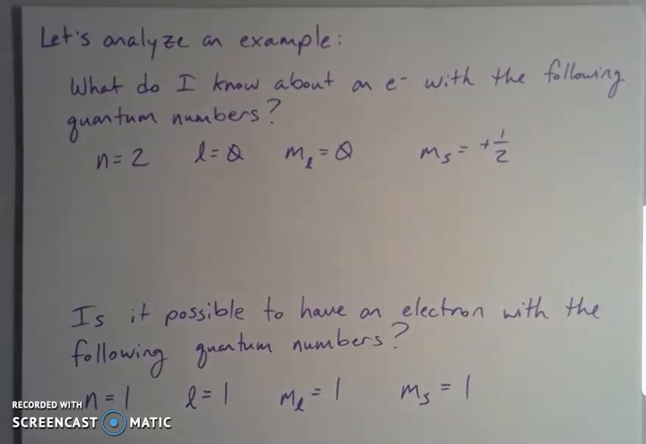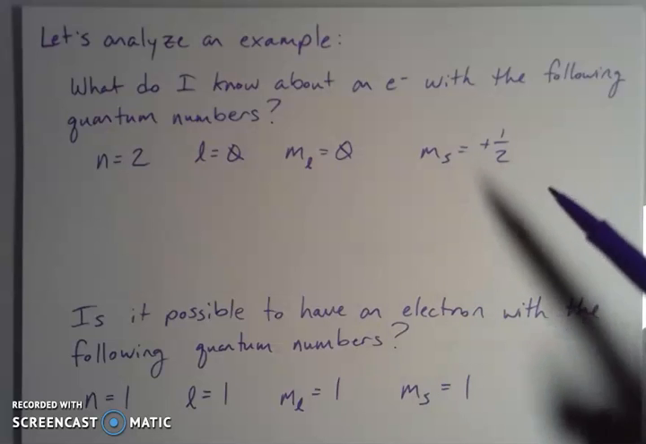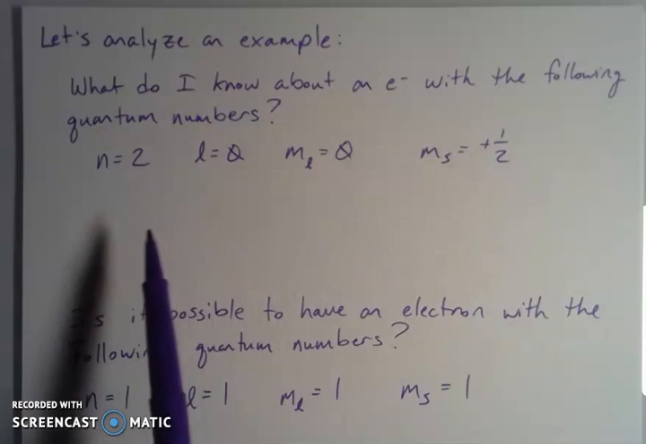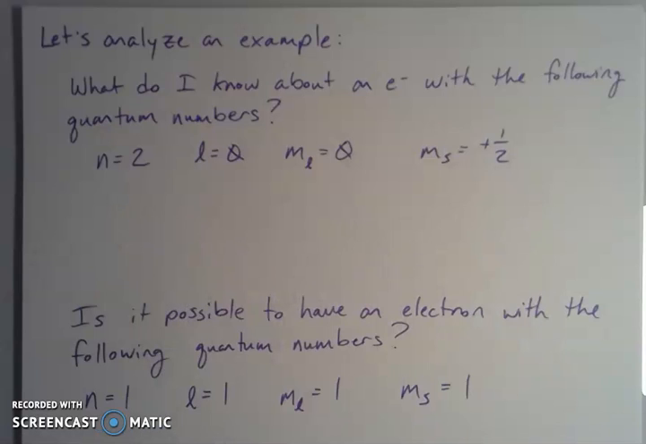So now that I've given you the rules about what these values can be and what the different things mean, let's analyze a couple of options and see, first of all, what do we know about an electron with these quantum numbers, and then we'll follow up with, is it possible for an electron to have these quantum numbers, and we'll talk through the logic there.